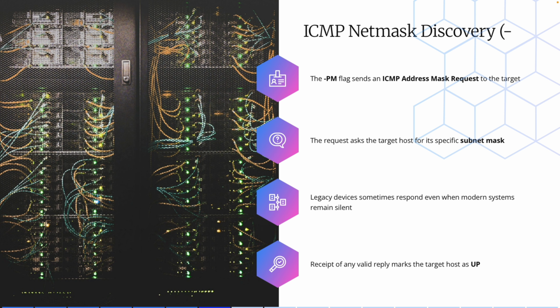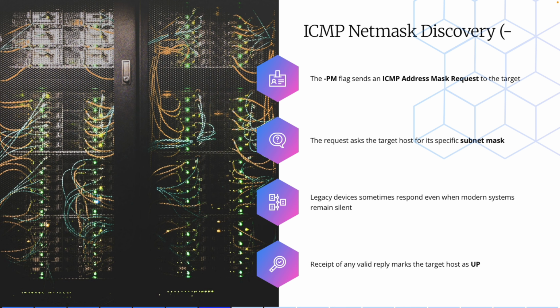ICMP netmask discovery, so we use -PM. -PM sends an ICMP address mask request. This request asks the host for its subnet mask. So subnet mask is something like 255.255, or it depends on your network and the subnet that you are on. So you may be in a local network, but in a different subnet and have different subnet masks.